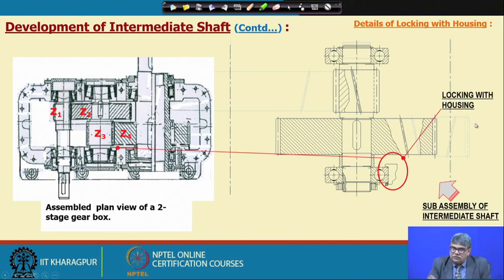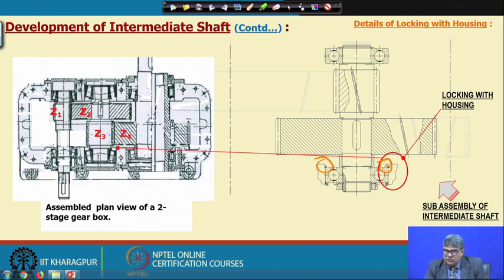So, this is locking with the housing, as I have shown, at this point it is locking, and in this zone it is locking. But instead of this raised portion here, we can use a circlip there as well. Okay. So, that is another method of locking. Some people go for the raised portion, some people use the circlip. But I think it is clear now how this subassembly of the intermediate shaft is locked with the housing.